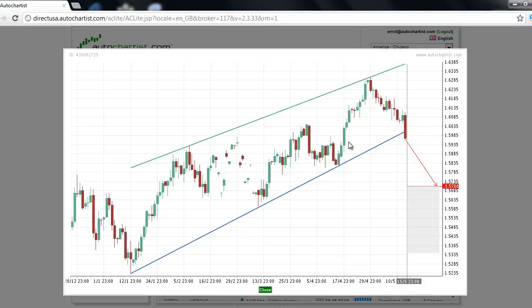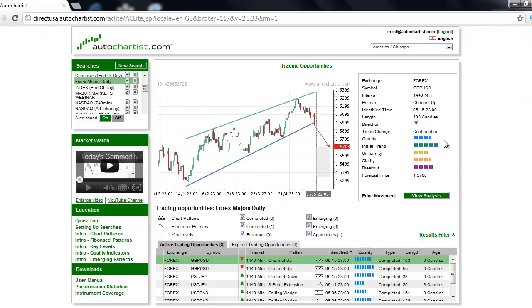A change in investor sentiment from risk on to risk off has triggered a sell-off in the British pound, leading to a breakout through this uptrending support line on a 1440-minute chart. Now this makes the British pound US dollar currency symbol GBP USD the Forex market to watch for Wednesday, May 16th. Now the overall quality of this chart pattern is an impressive 7 bars.